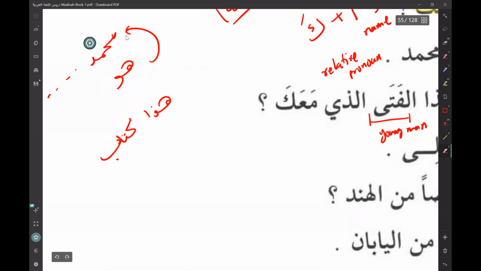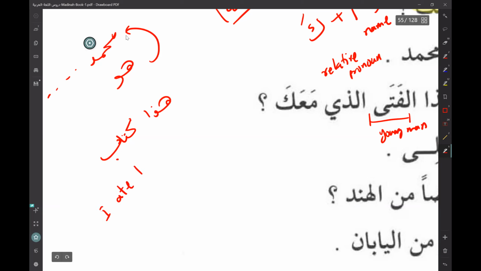And then we have relative pronoun. So relative pronoun is something that is referred to something that you mentioned just before. For example, you say, I ate the bread which was on the table. See, this which is referring to the bread. Okay, just let me write the English so you understand what's going on.